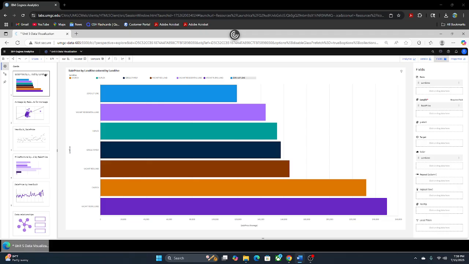First visualization is a bar chart, average sales price by land use. This bar chart compares average sales price across land use categories. Some of the key takeaways: properties classified as church or vacant rural land had notably higher average sales prices. Decision insight: zoning factors heavily into pricing strategies.